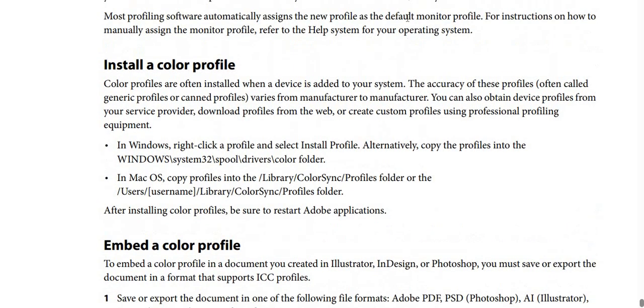And if you use Windows, you should right-click a profile and then select Install Profile. Alternatively, copy the profiles into the Windows, System32, spool, drivers, color folder. And if you use macOS, copy profiles into the Library, ColorSync, Profiles folder, or the Users, username, Library, ColorSync, Profiles folder. And by the way, after installing color profiles, be sure to restart Adobe applications again.